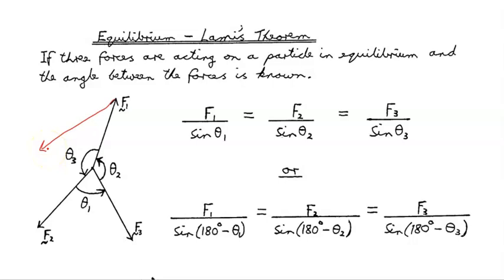Now you see the angle between F1 and F2 is theta 3. So this angle up here is theta 3. So this angle in here is going to be 180 degrees minus theta 3, because this is a straight line along here.